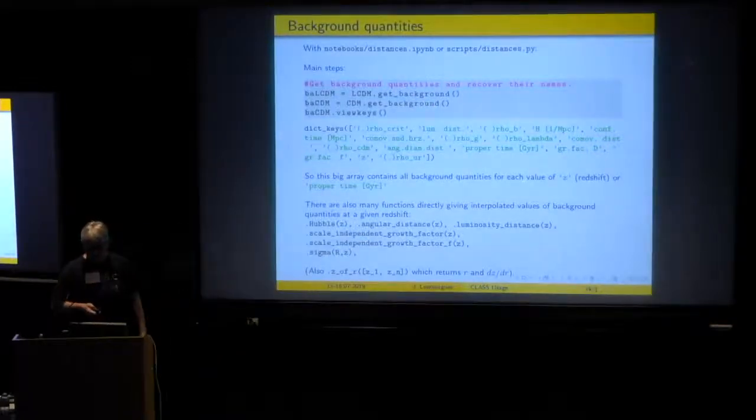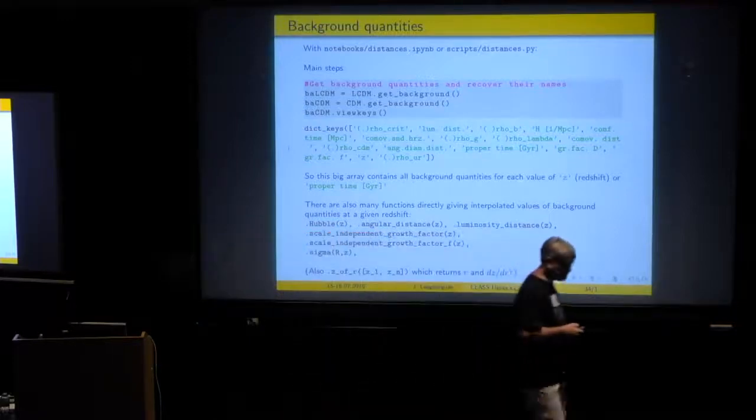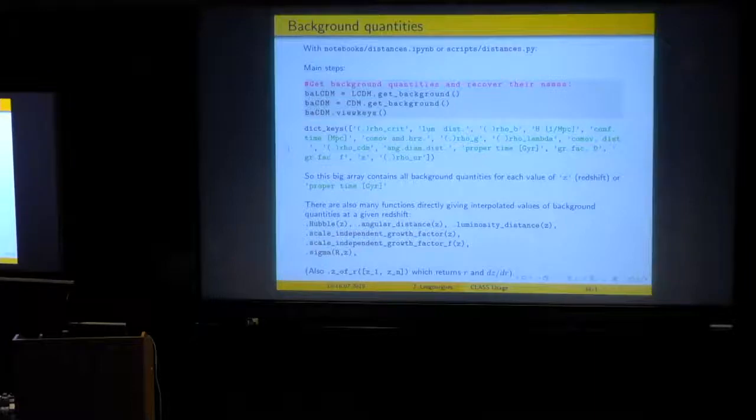Okay, so I'm still in my script distances.py. I've not finished explaining it. I didn't tell you how to extract background quantities from CLASS. So we have seen functions for the P(k), we have seen functions for the Cls. There are also other functions for the background and the thermodynamical evolution. For the background, it's get_background.